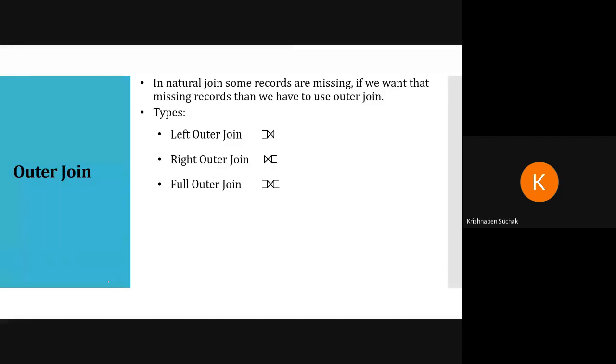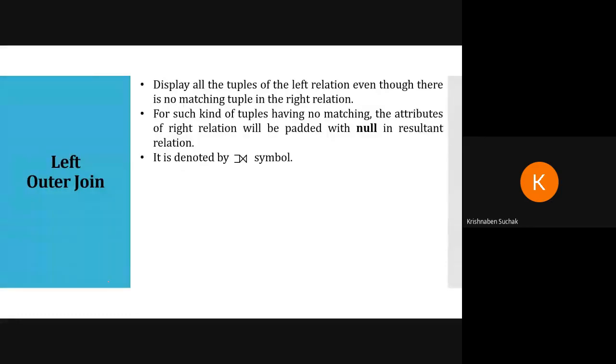Now outer join is of three types. First one is left, second one is right, and third one is full outer join. Now let me say what is left outer join. It will display all the tuples of the left relation even though there is no matching tuple in the right relation.